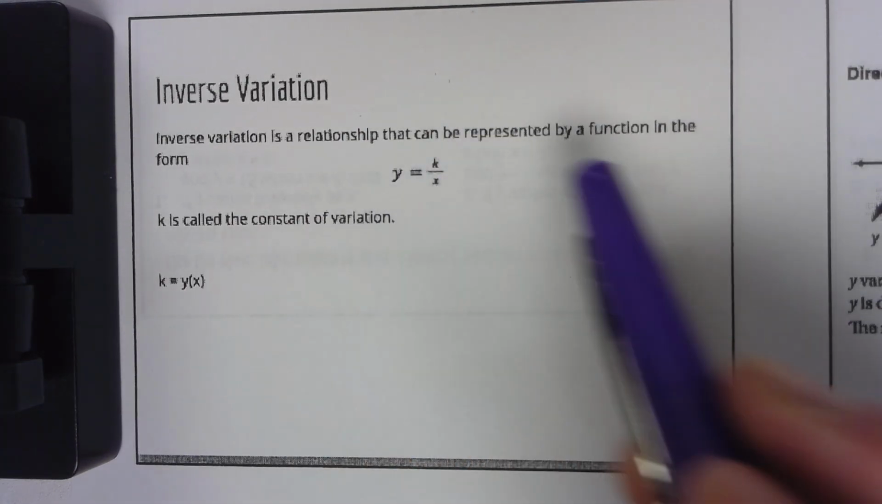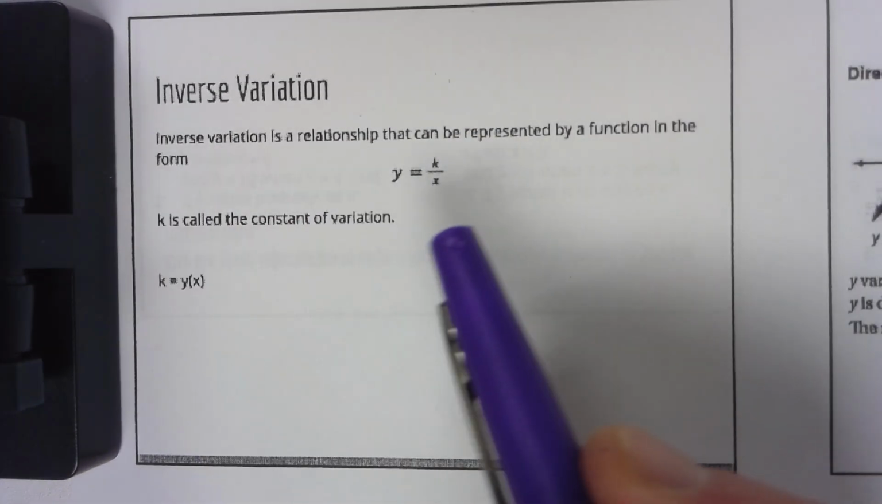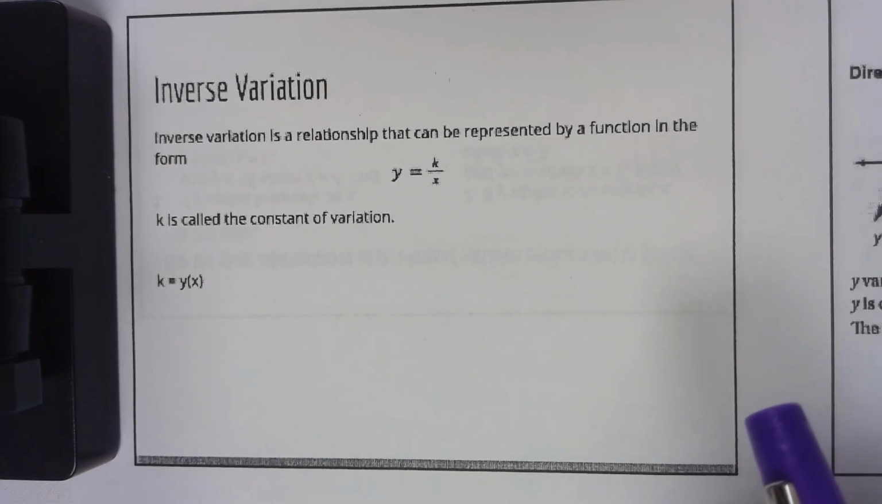So it's a relationship that can be represented by a function in the form of y equals k divided by x. Okay, so inverse variation, we're taking that constant and dividing it by x. If we had direct variation like our last lesson, that constant gets multiplied by x. Okay, so when you see inverse, think divide by x.